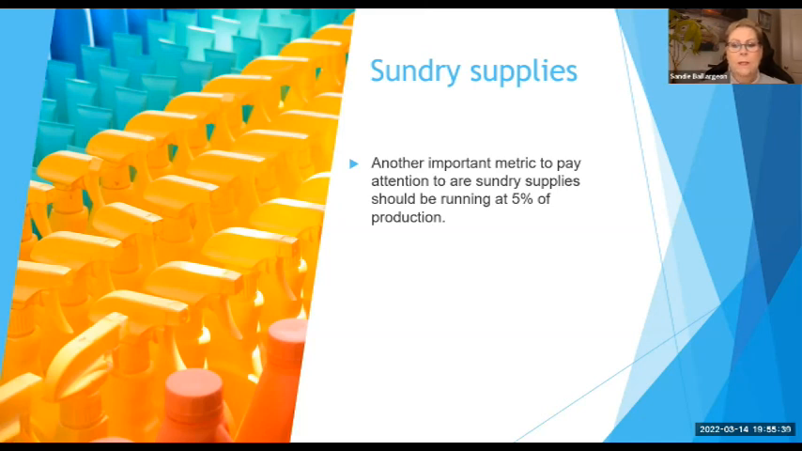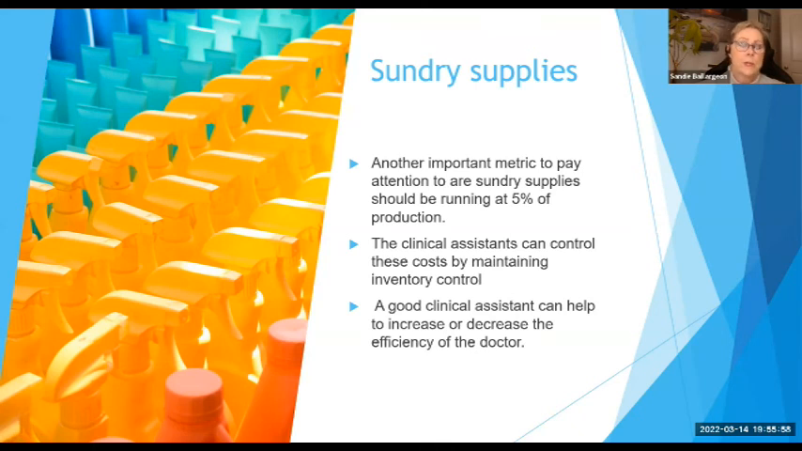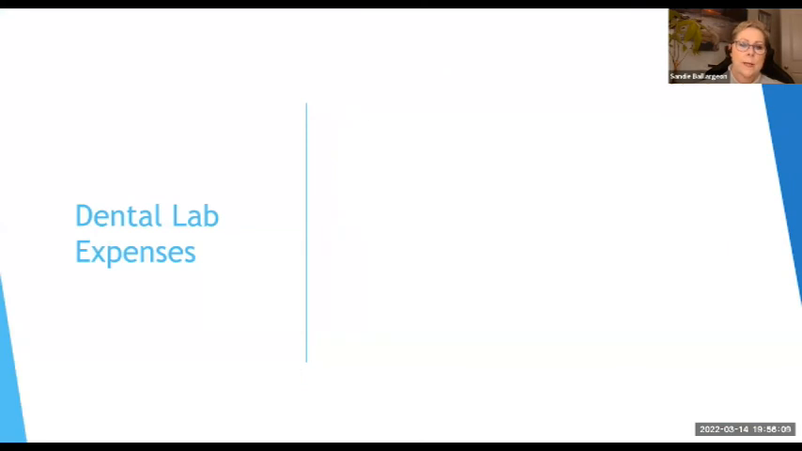Another important metric is to pay attention to the supplies. Your sundry supplies should be running at 5% of your production or your collections. Most of my offices that I work with run on 5% of their collections. The clinical assistants have total control over this when they're ordering and maintaining good inventory control methods. A good clinical assistant can also help to either increase your productivity or decrease the efficiency of the doctor. So those are important things to keep in mind.